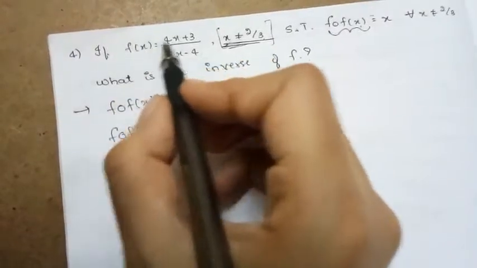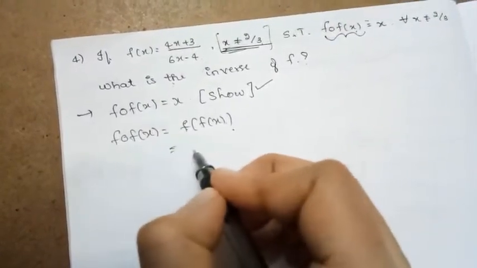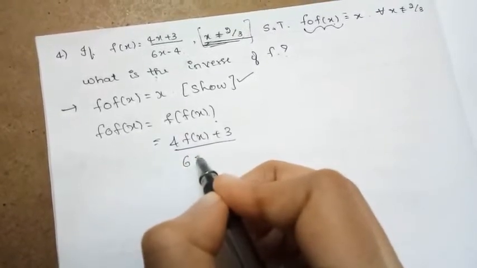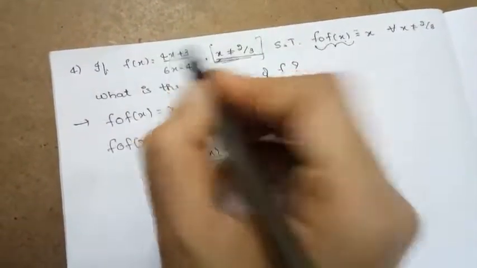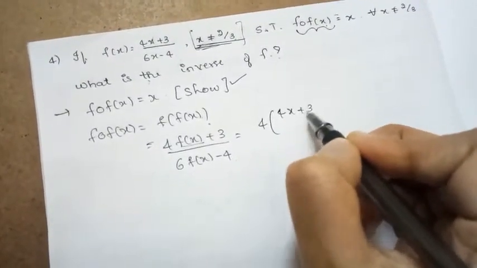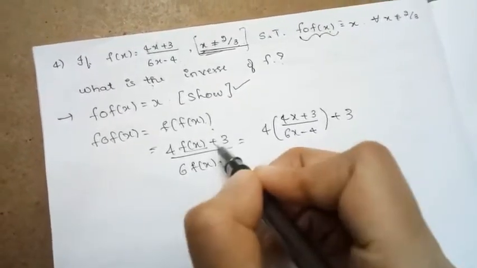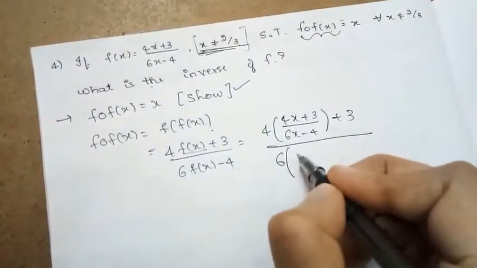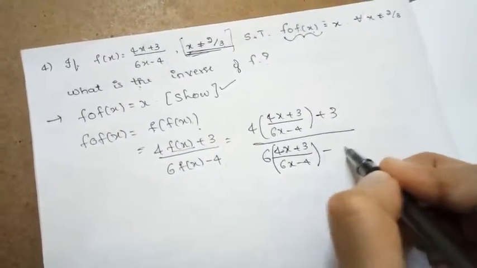So f of x is 4x plus 3 divided by 6x minus 4. So what is f of f of x? It becomes 4 f of x plus 3 divided by 6 f of x minus 4. What is f of x? f of x is the given function itself. So 4 times 4x plus 3 divided by 6x minus 4, plus 3, from here divided by 6 times again f of x, that is 4x plus 3 divided by 6x minus 4, minus 4.